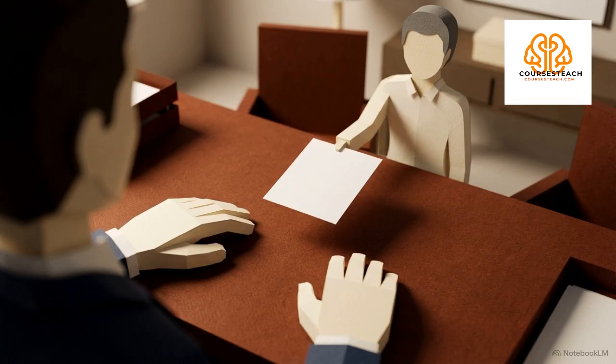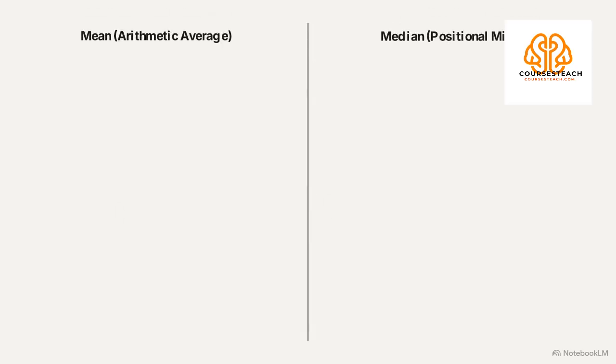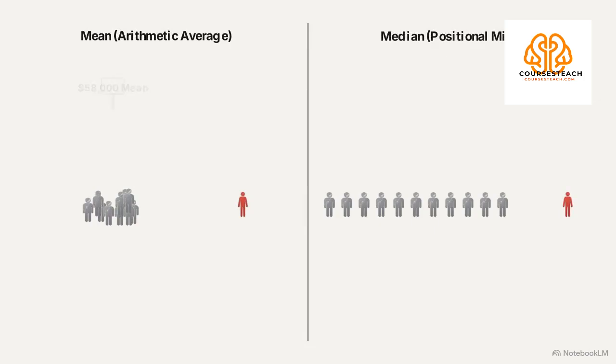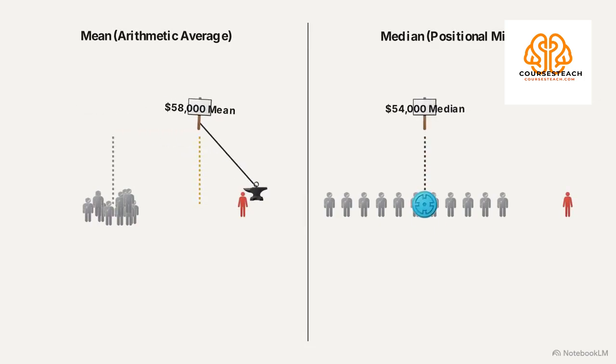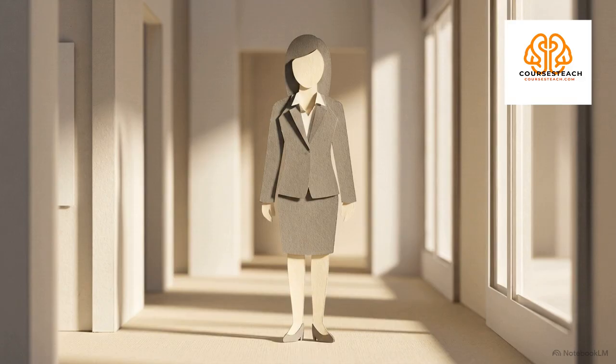With all three tools calculated, you return to the CEO's office. You explain that while the mean average is $58,000, a few executive outliers are pulling that number up. You show them that the median of $54,000 is a much more accurate reflection of the typical worker. You've answered the question, backed it up with data, and proved your worth as a manager.